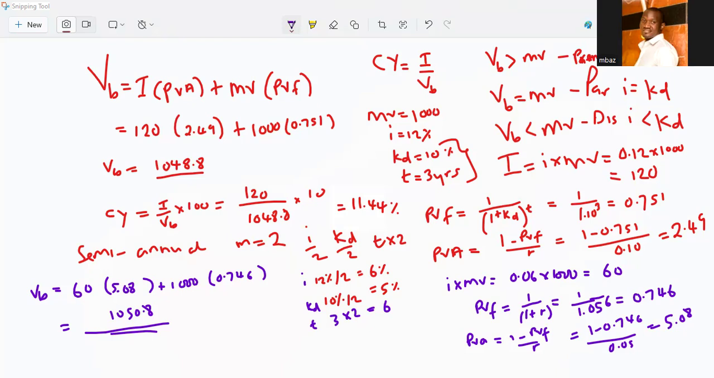So bond valuation has associated risks. These risks include, number one, the interest rate risk, the credit risk, reinvestment risk. So there are risks involved in bond valuation that we must take note of and that are important to understand. So we have one which we call the interest rate risk.